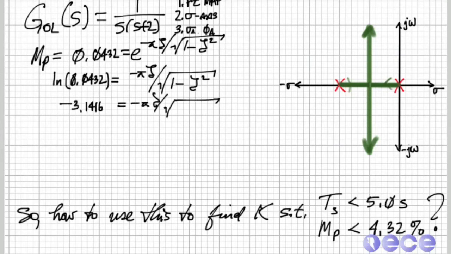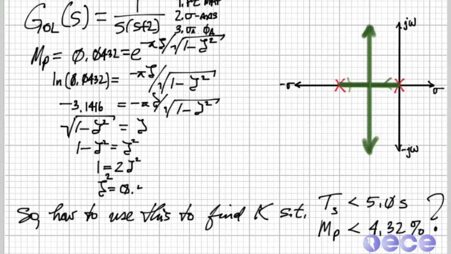So if I take a couple of logs here to make life easier for me, now I can divide through by minus pi and get the square root of 1 minus zeta squared equals zeta. Do a couple of squares, add a couple of numbers, take a couple of square roots, and we get zeta equals 0.707, or 1 over the square root of 2. So this value of zeta will satisfy my percent overshoot requirement.